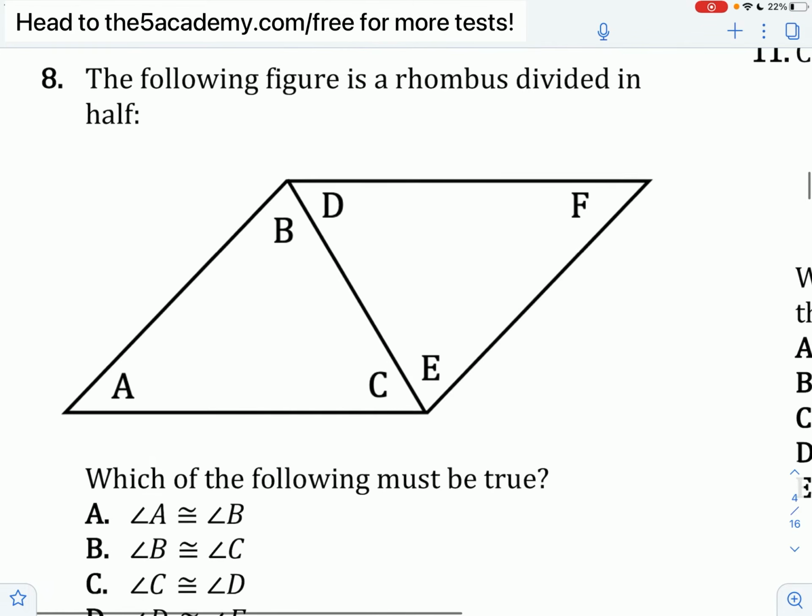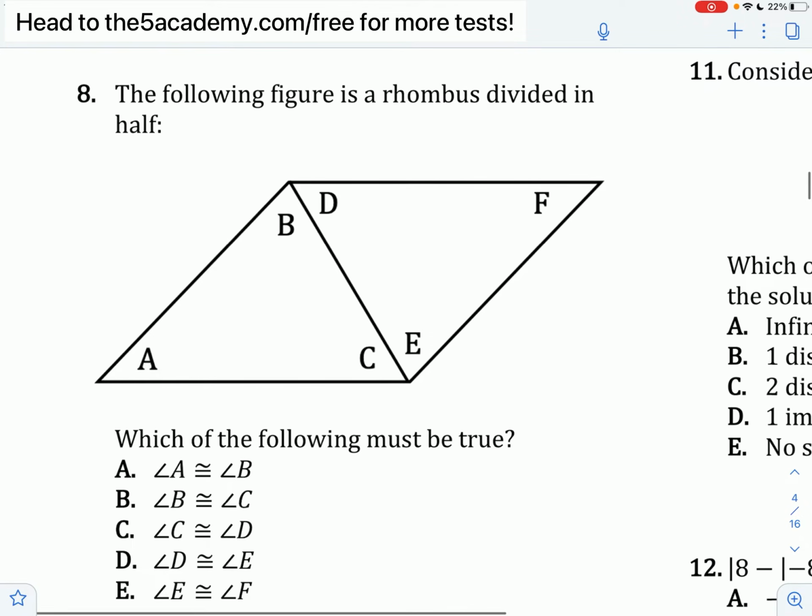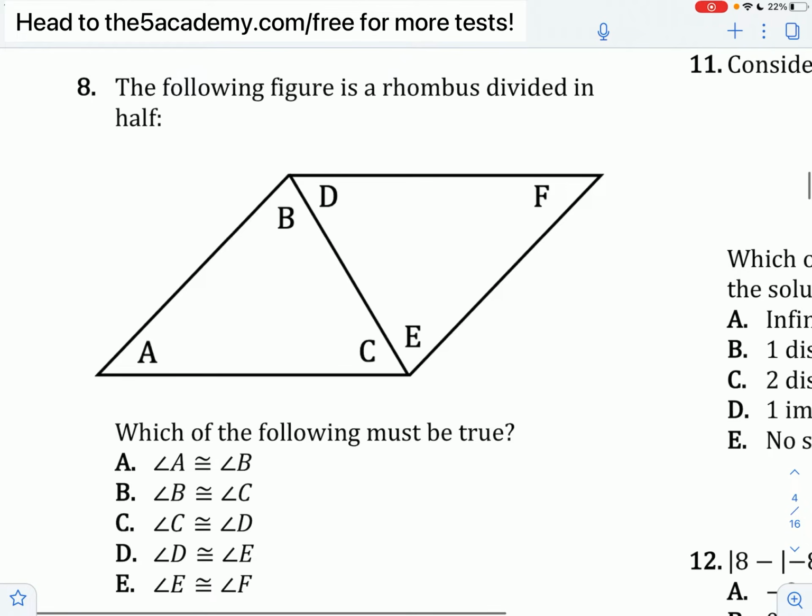The following figure is a rhombus divided in half. Which of the following must be true? Angle A has to be equal to angle B. Okay, so maybe. It clearly doesn't look like it. Angle A looks to be a little less than 45. Angle B looks to be a little bit more.